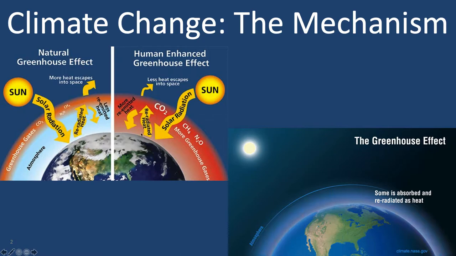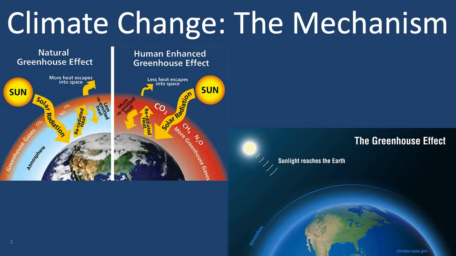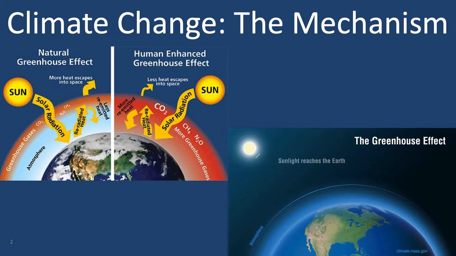With increased solar radiation, you have more trapping of that heat. So if you think about the net radiation map from the beginning of the semester, you have higher net radiation around the equator because of its distance to the sun. So this is what it looks like naturally. You've got CO2, some methane, nitrogen, other greenhouse gases up here that are trapping some of that solar radiation and radiating it back to Earth.